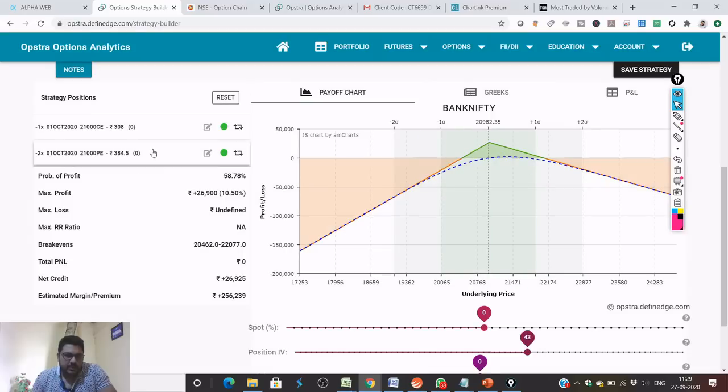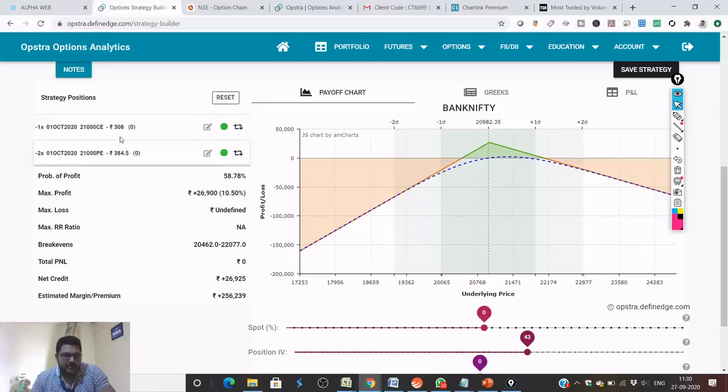So I've deleted the put. Now your position is skewed towards bullish because you've sold one call and you've sold two puts. Okay, now the position is bullish, and if the market starts moving up, you will gain, and if the market moves down, you will lose money. So in intraday levels, this is what you can actually play around.